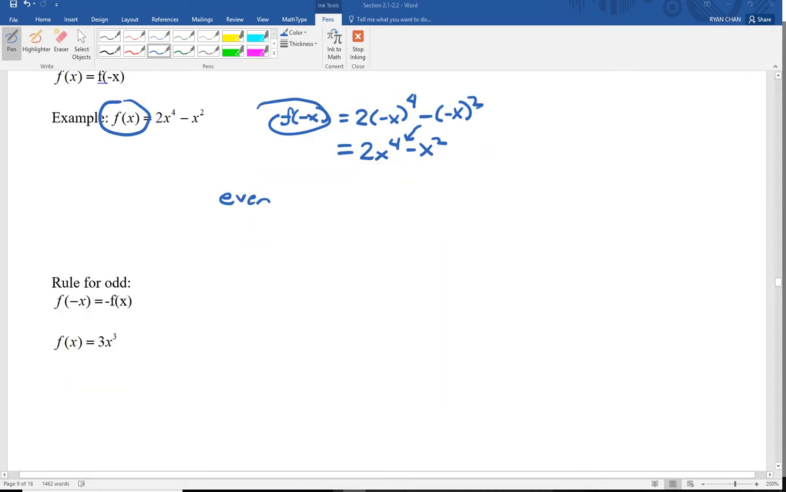So the rule for odd is this. f of negative x has to equal negative f of x. Okay?